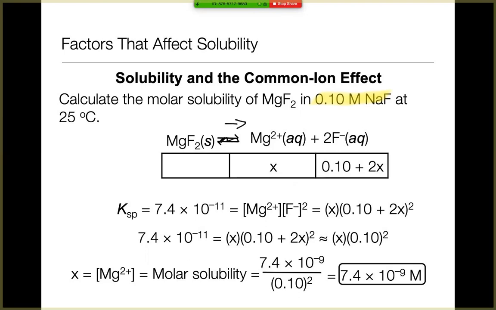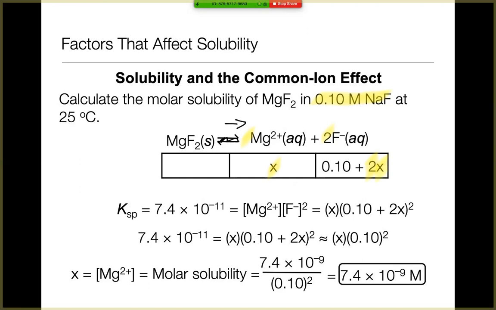So again, unidirectional arrow. Magnesium fluoride dissociates in a 1 to 2 molar ratio because I have one magnesium, 2 fluoride. How much magnesium dissolves? I don't know. That's why it's X. How much fluoride dissolves? I don't know, but it's 2 times as much as X because it's MgF2.